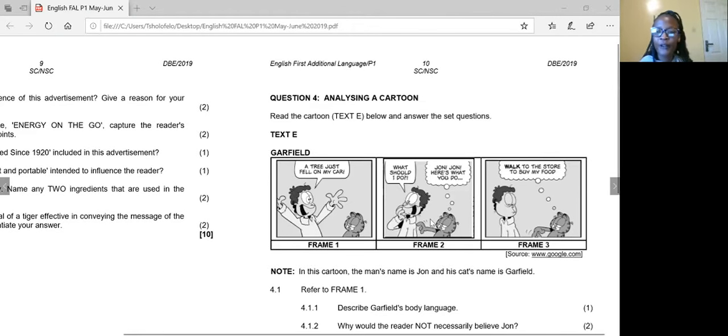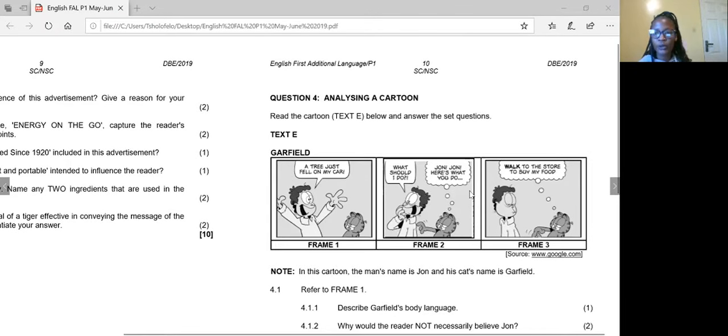And then in the second frame again, the mouth is still wide open, the eyes are still wide open, and he's asking Garfield, what can I do? Because a tree just fell on my car. And in the second frame again, Garfield is saying, he's thinking, sorry, not saying. Remember, thought bubble means the character is doing what? Thinking, not talking. He says, John, here's what you do. And then we have this. This is what you call ellipses. The 3 dots there or 4 dots or full stops, we call them ellipses.